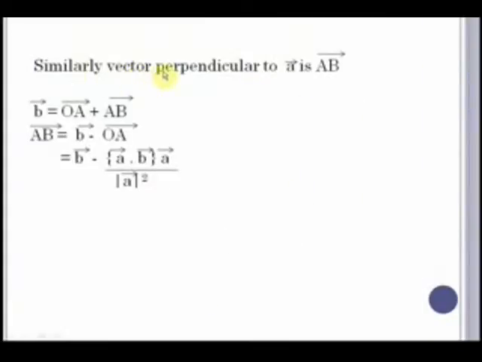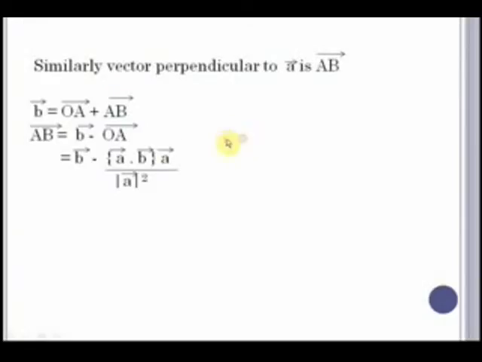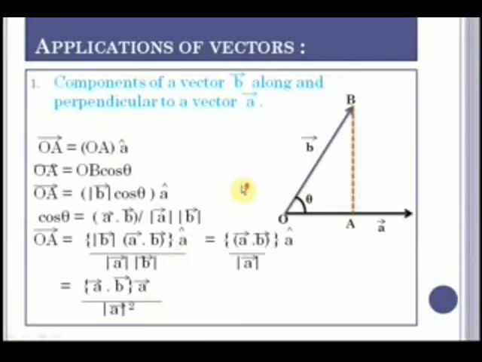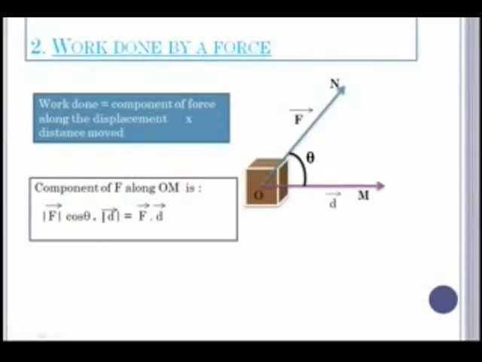Similarly, the vector perpendicular to A is AB. If we consider this triangle, then we see that vector B is equal to OA plus vector AB. So AB would be equal to vector B minus vector OA. We have just found the value of OA, which is this expression, and so AB would be equal to B minus A dot B times vector A divided by modulus of vector A whole square. So this is the way we find a vector along and perpendicular to the direction of A.